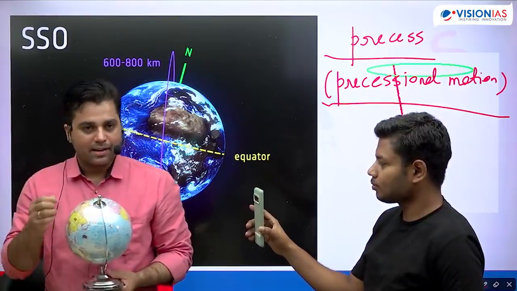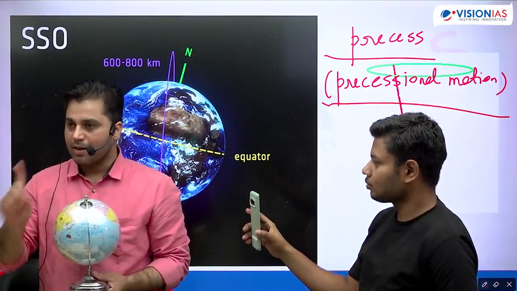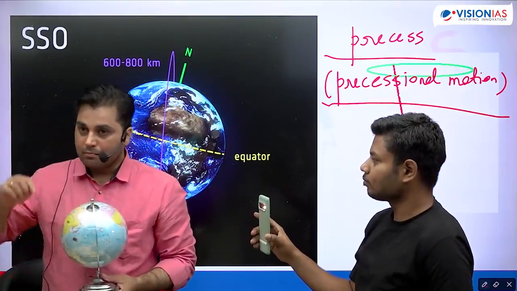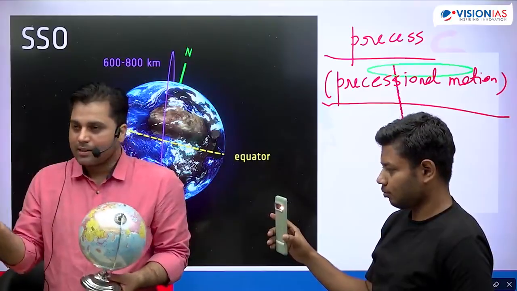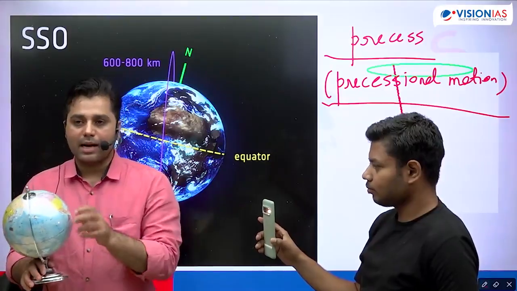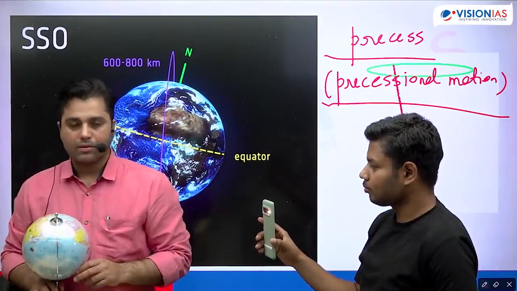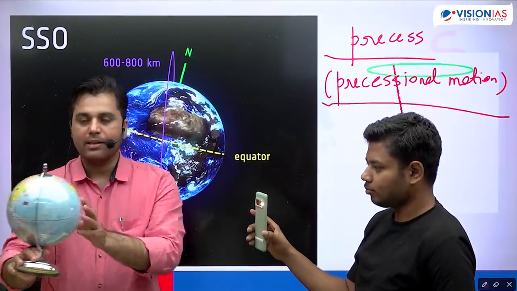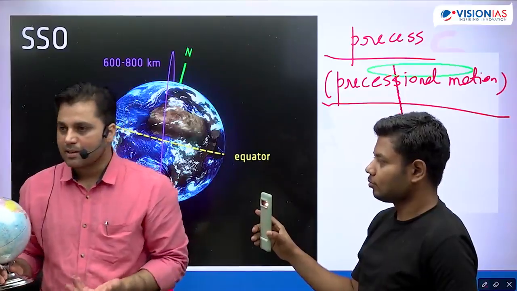So every day I want to have a precession of 1 degree in a way that it cancels out the position of Earth, not for Earth itself, of course, we can't do anything about Earth's revolution, but for the satellite. I want to cancel the effect of Earth's revolution so that it can maintain a fixed orientation with respect to the sun each and every day. So that is what sun synchronous orbit is.